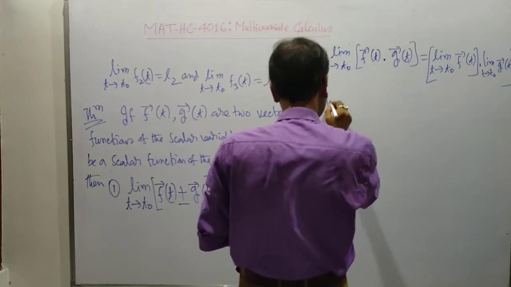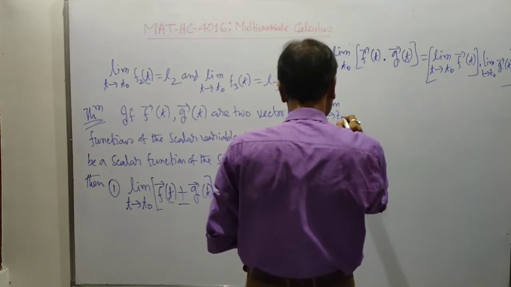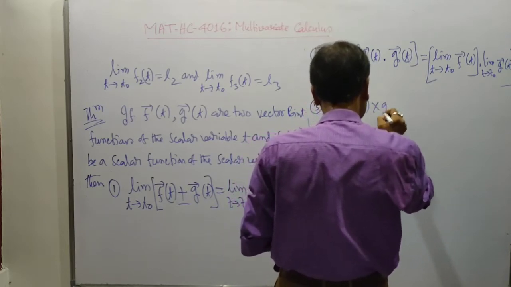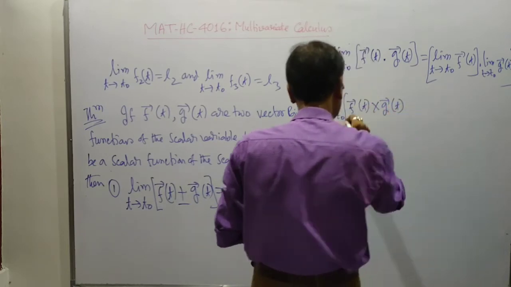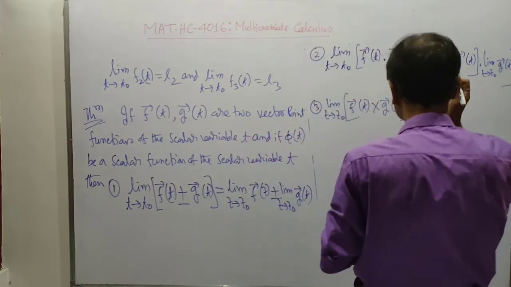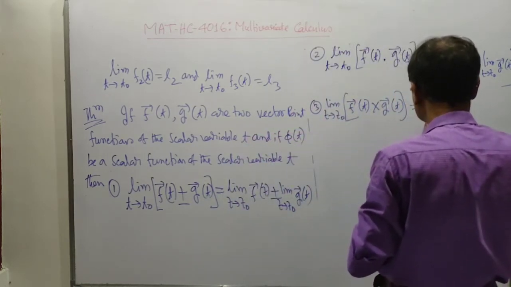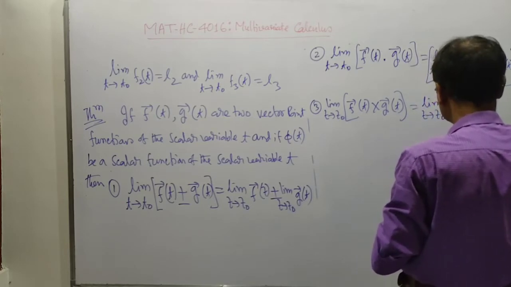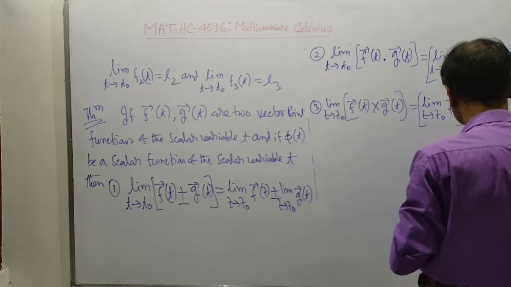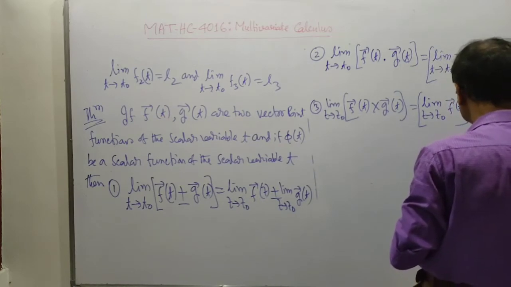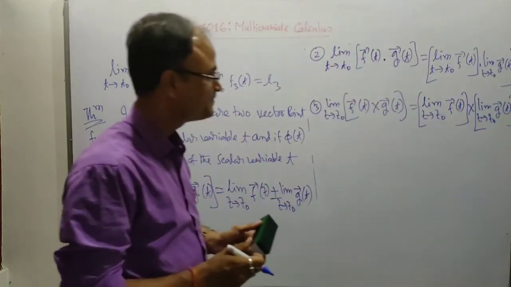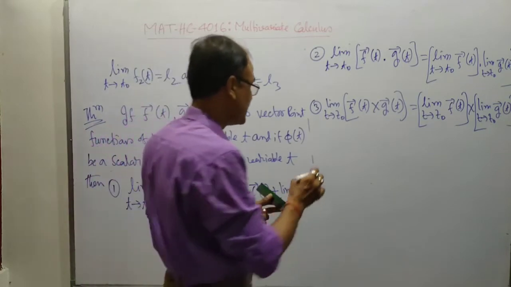Number 3. Limit as t tends to t naught, f dash t cross g dash t. Now the cross product is there. This is equal to limit as t tends to t naught f dash t, the cross product of limit as t tends to t naught g dash t, the vector function g, like this.